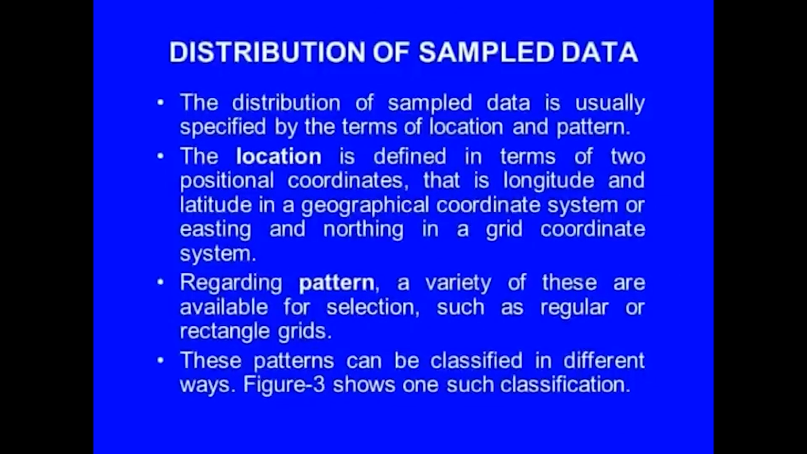Distribution of sample data. The distribution of sample data is usually specified by the terms of location and pattern. The location is defined in terms of two positional coordinates, that is longitude and latitude in a geographical coordinate system or easting and northing in the grid coordinate system.